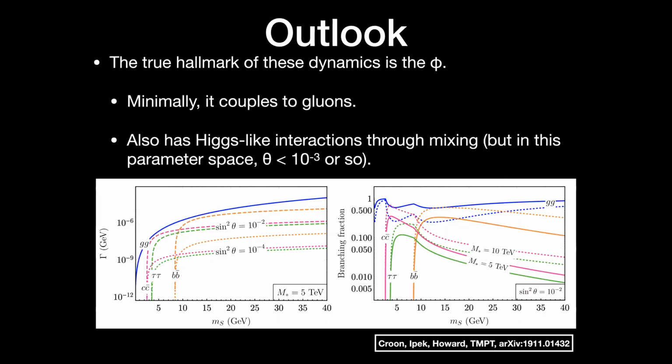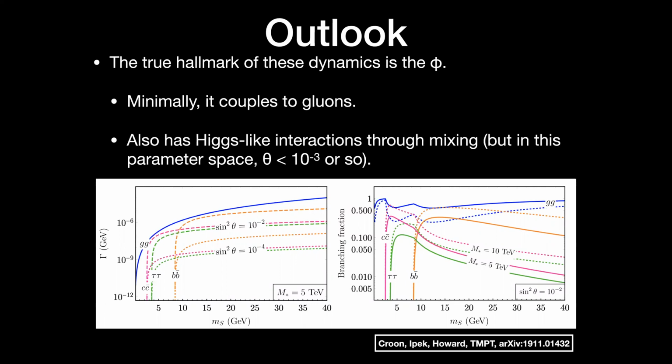And of course, the true hallmark of the dynamics I'm talking about is the singlet field phi that I talked about. Minimally, it has to couple to gluons. It also has Higgs-like interactions through mixing, right? Those terms in the potential that I introduced allow the Higgs particle to mix with the phi particle. In the parameter space we looked at, this mixing was always very small, less than about 10 to the minus 3 or so. Theta in this case is the theta of mix that describes mixing between Higgs and singlet. As a result, this is small enough that the LHC would have a lot of difficulty seeing a deviation in the Higgs interactions because it's typically sensitive to a few percent corrections, and these are sub-percent corrections.